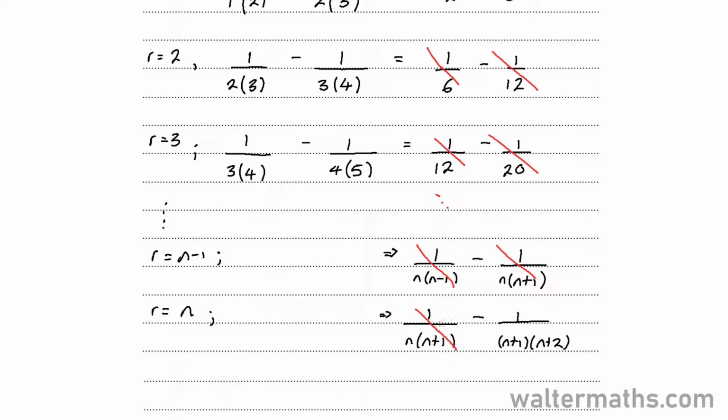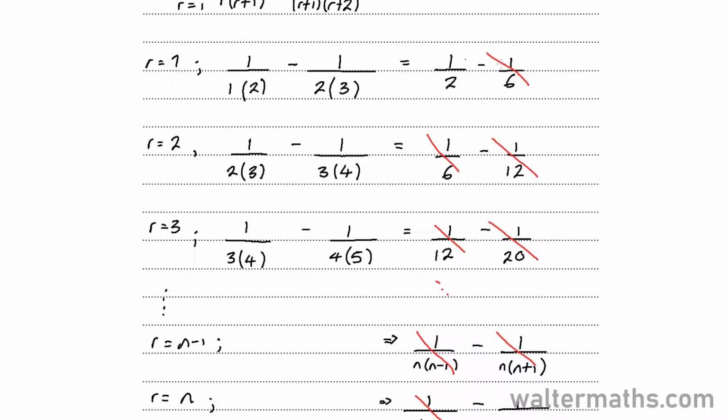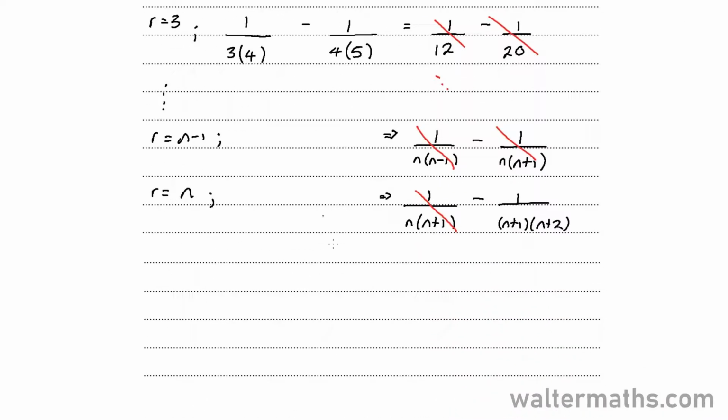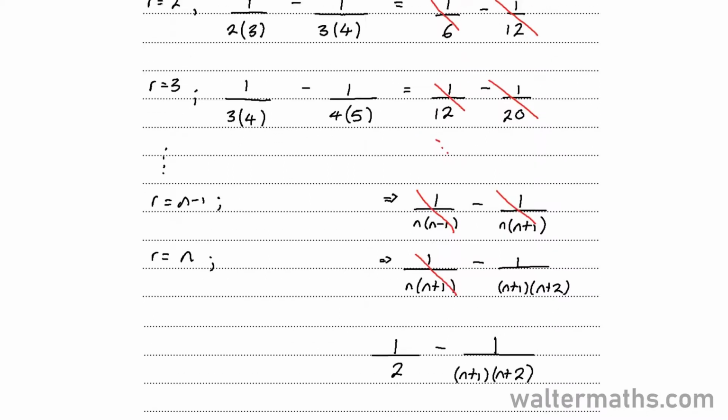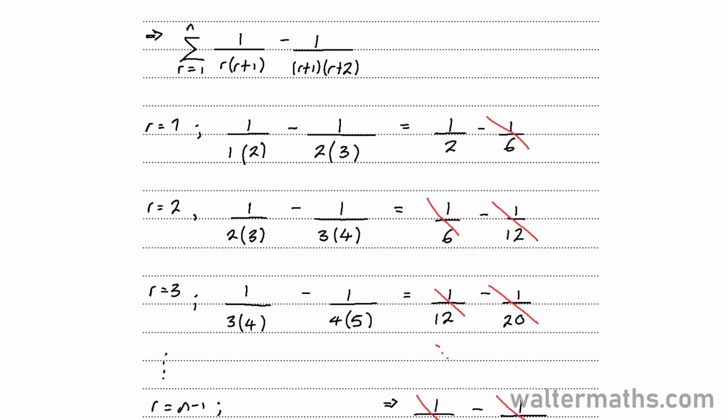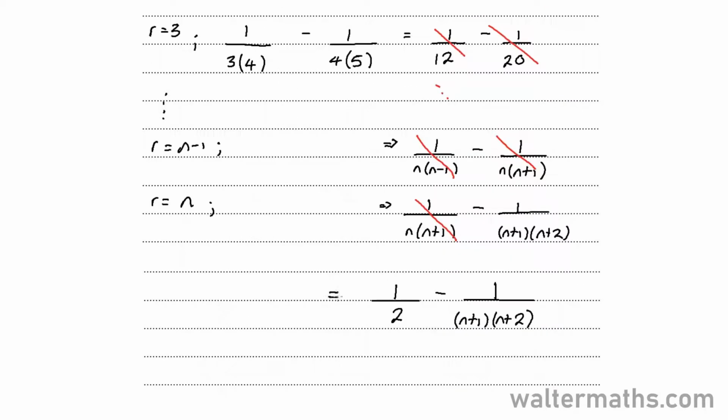to give us 0. So the terms remaining in the series after adding up all the terms will be a half. So let me write that down. That's a half minus 1 over n plus 1 of n plus 2. Okay, so that's what we get remaining after the method of differences. So remember, this was an expression for the summation from r is equal to 1 up to n of 2 over r of r plus 1 of r plus 2.